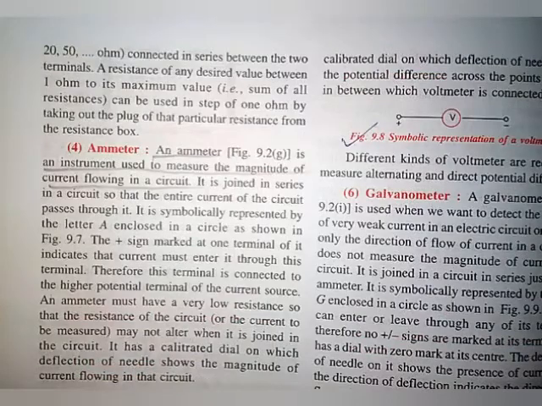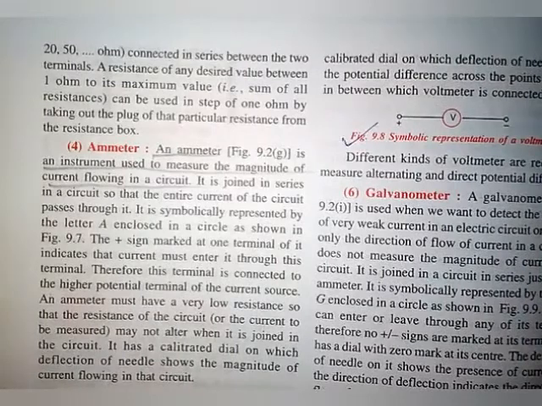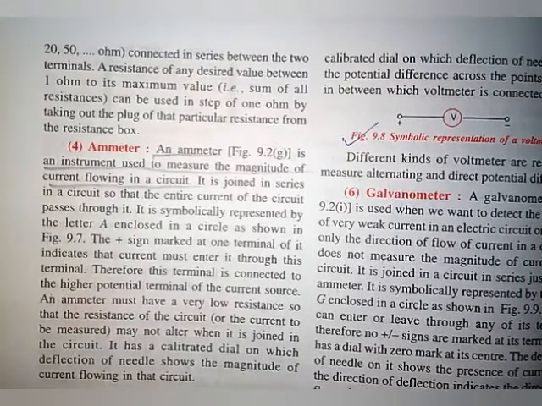Voltmeter. A voltmeter is shown in the figure and it is used to measure the potential difference between 2 points of a circuit. It is connected across the 2 points between which potential is to be measured. It is symbolically represented by the capital letter V enclosed in a circle.